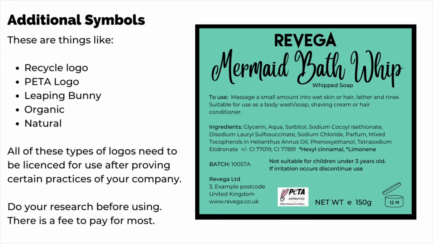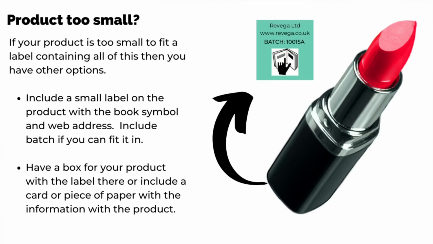Additional symbols are things like the recyclable logo, the PETA logo, the Leaping Bunny logo, organic, Cosmos approved, natural, etc. All of these types of logos need to be licensed for use after proving certain practices of your company. So do your research before using, and there's usually a fee to pay for most.